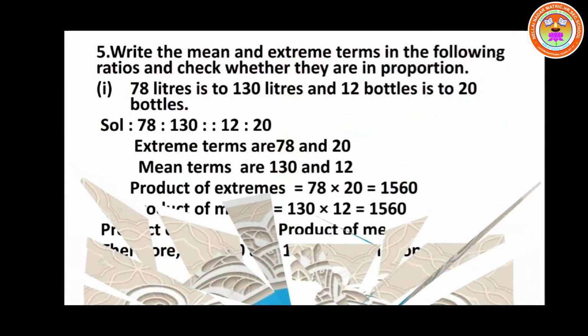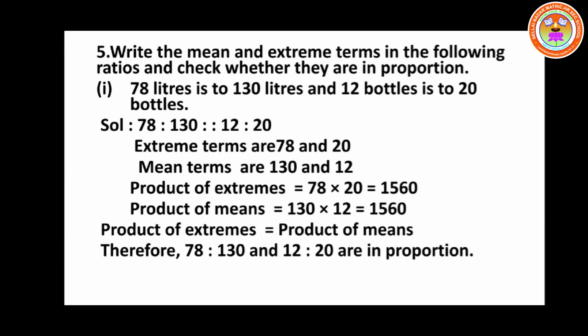Yes. Problem number 5. Write the mean and extreme terms in the following ratios and check whether they are in proportion. Already I told you what proportion is. You have to prove that the product of the extremes equals the product of the means. Sorry children, product of the extremes equal to product of the means. If they both are equal, then it is a proportion. Okay, so let us move on to the problems, children.